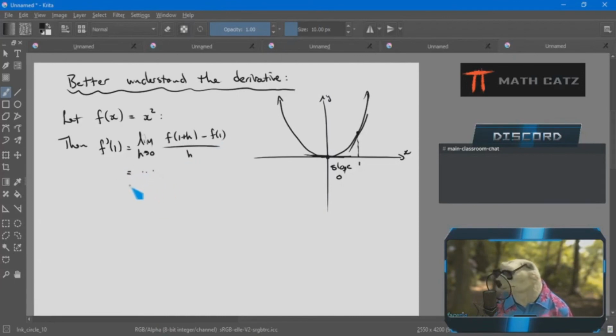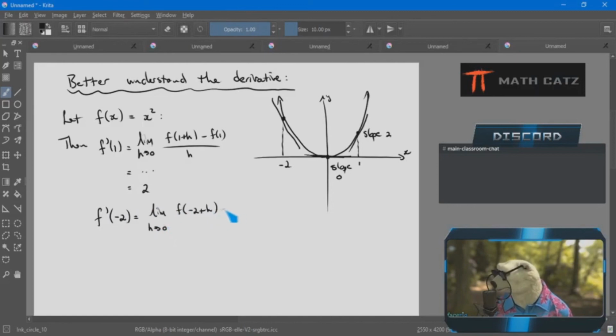I'm going to leave you to it. You go through the motions, you do the whole song and dance. It takes a couple of minutes, if not more. You get a 2. So the slope is 2. Maybe I want to know what is the slope here at -2. So then I have to find the derivative at the value -2. I set up my limit definition.